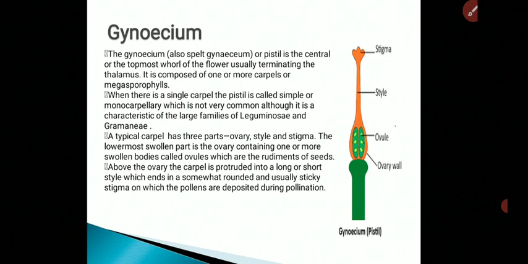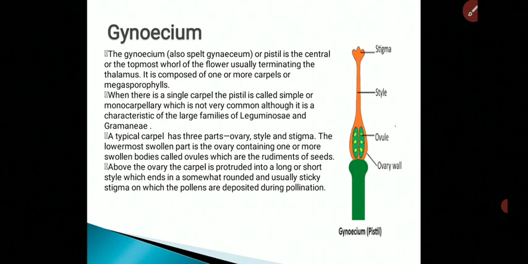flower, usually terminating the thalamus. On the last nodal region, there is the presence of the gynoecium, which terminates the thalamus. It is composed of one or more carpels or megasporophylls. Because they produce an ovule or egg, they are called megasporophylls.